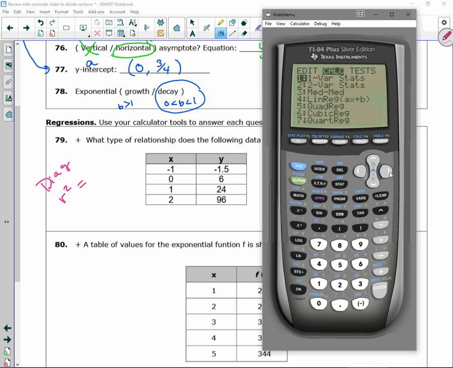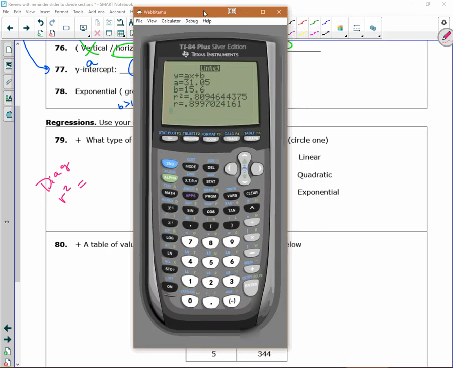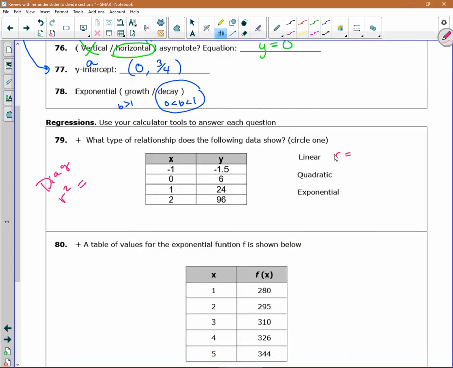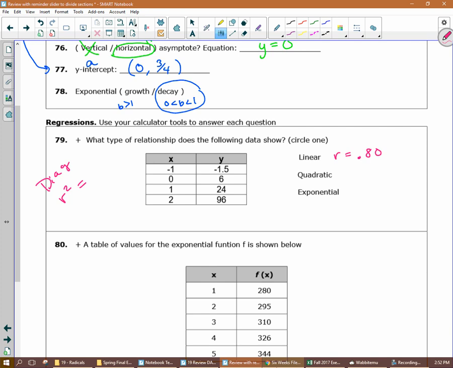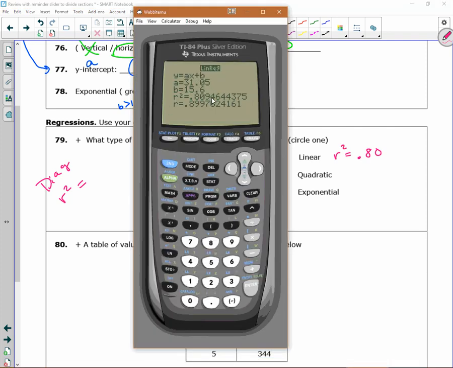Stat, calc. I want linear, so 4. Calculate all the way down. I'm just going to write the r-squared next to it so I can see it. So for this one, I have r-squared as, I'm sorry, let me go back. Okay, it's 0.09.